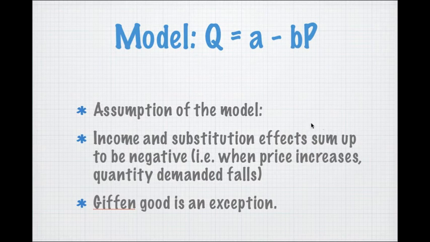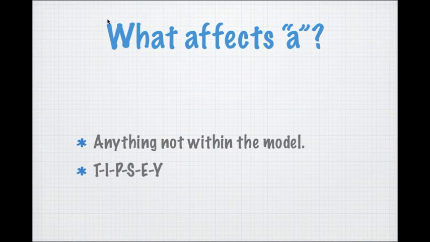So what's the assumption of the model? Basically, the assumption is that the income and substitution effects sum up to be negative, that is, when price increases, quantity demanded falls, which I've explained previously. There are actually exceptions to this case, for example, a Giffen good. A Giffen good is a good where, when the price of the good increases, the quantity demanded of the good actually increases. I'm going to leave you to think about how that can happen, but it's definitely a possibility.